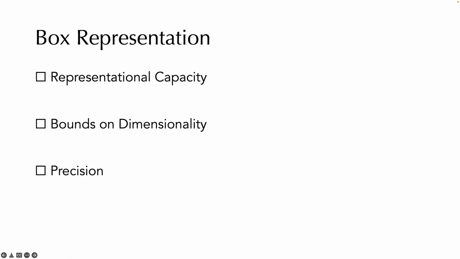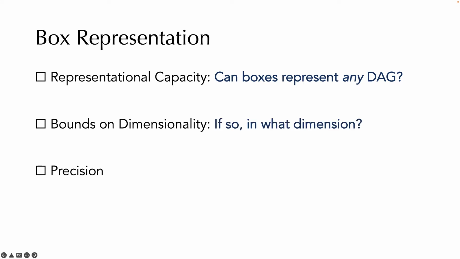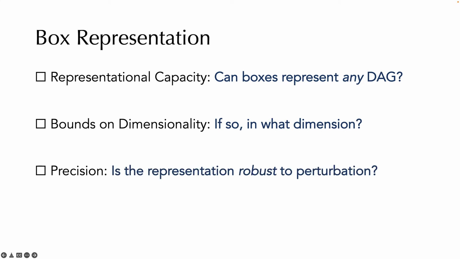Our work addresses each of these aspects for box representation, putting them on equal theoretical footing as vector models. Specifically, we ask if boxes can represent any DAG. If so, in what dimension? And also investigate the precision required, not only for theoretical reasons, but also to determine if the representation is robust to slight perturbations of the parameters, as would be observed frequently during gradient-based training.